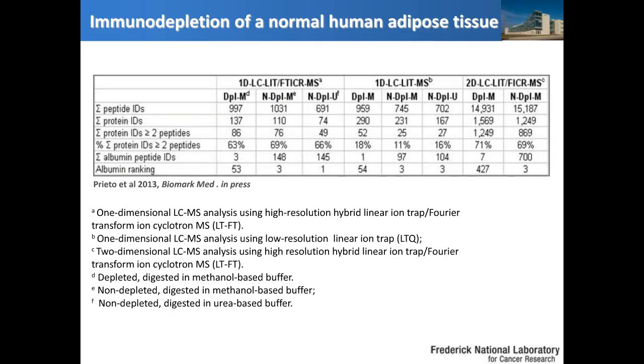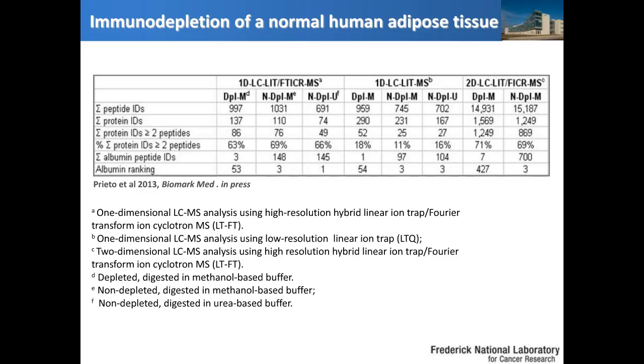So we have tested that in an adipose tissue, and what you see in this diagram, it is extremely important, is that we have used low resolution and high resolution instruments without fractionation. If you look at the first 3 columns, column D is depleted, digested, and methanol. We have also tested different buffers. So the first 3 columns are using a high resolution mass spectrometer with proteins sampled from tissue, depleted and non-depleted, and digested in different buffers.